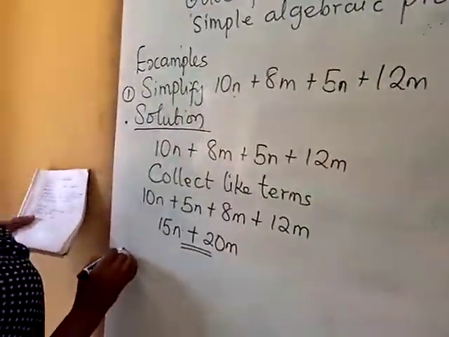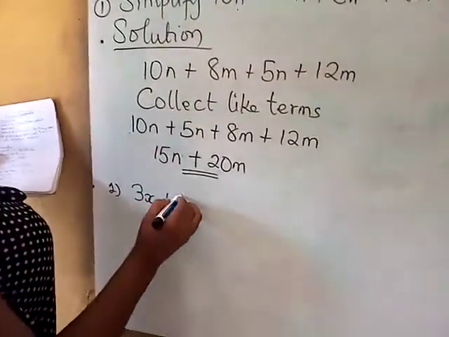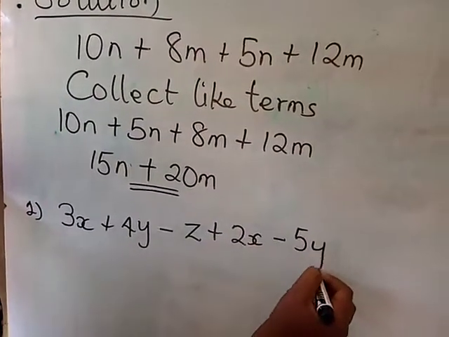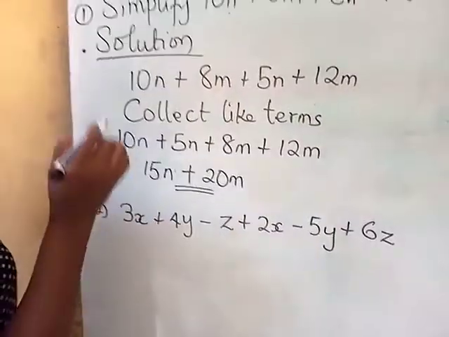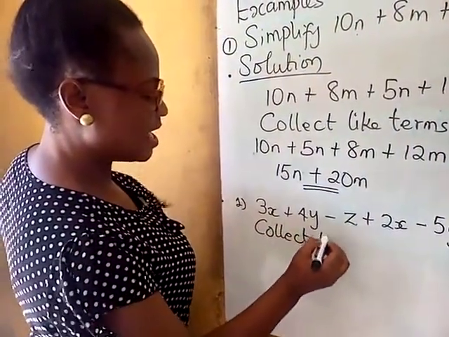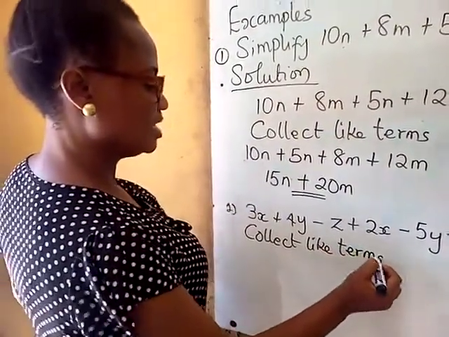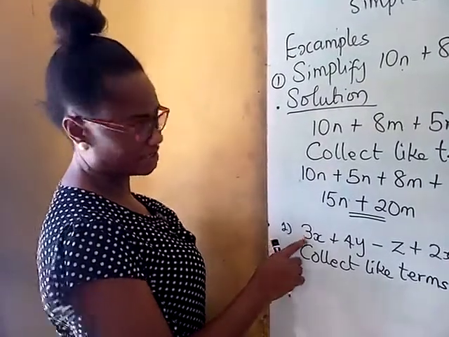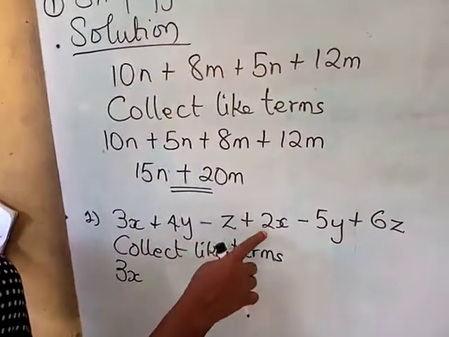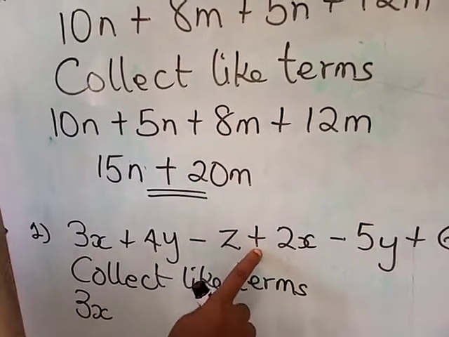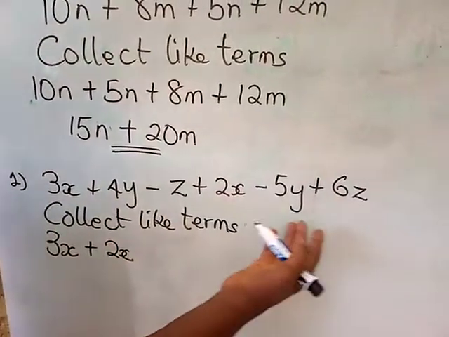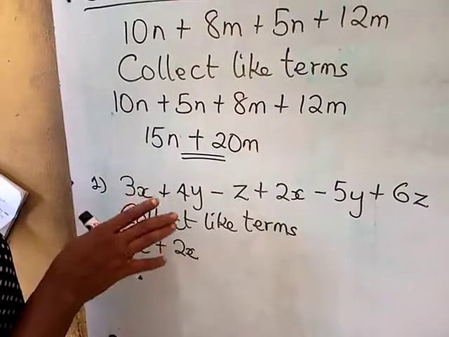If we take another example, it is 3x plus 4y minus z plus 2x minus 5y plus 6z. Now, if you remember, we said our first step is to what? Collect like terms. In collecting like terms, you always start with the first figure and letter, which will give us 3x. Now, we look through to pick any other x again, which is 2x. Always consider the sign before the number, which will give us plus 2x. Do we have any other x here? No. So we now go to the next alphabet, which is y.